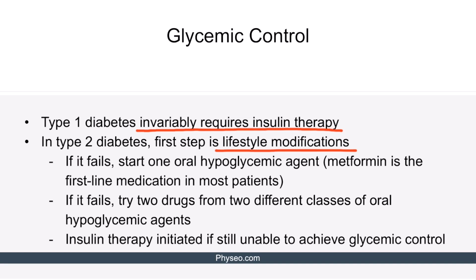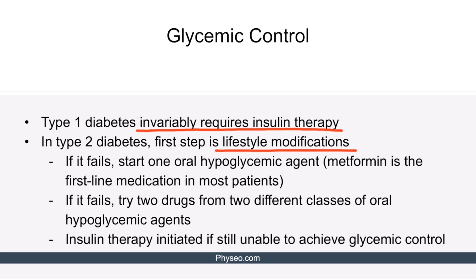And so the usual protocol is that all type 2 diabetes patients are first advised to achieve glycemic control by lifestyle modifications, which we'll talk more about on the next slide. And if that fails, they're prescribed a single oral hypoglycemic agent. Now, metformin monotherapy is the usual first-line medication in most patients. However, it all really depends on which oral hypoglycemic agent will be of the most benefit to an individual patient. And other agents may be used as first line with regard to that individual's risk factor profile and comorbid conditions.